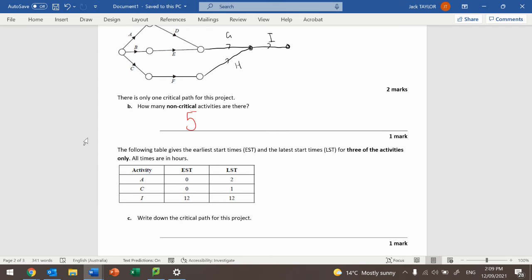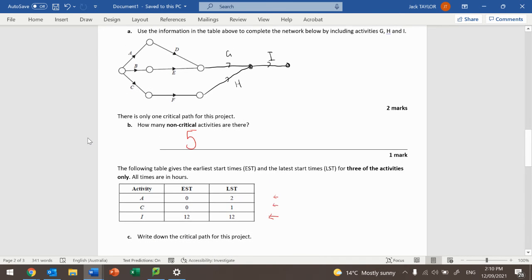What you need to acknowledge here is that with each activity, the earliest start time and latest start time are the same when they're on the critical path. So we definitely know that I has to be on the critical path because the earliest and latest start times are the same. Because A and C have different earliest start times and latest start times, that means that they are not on the critical path. So just looking back at the network up here, A and C aren't on the critical path.